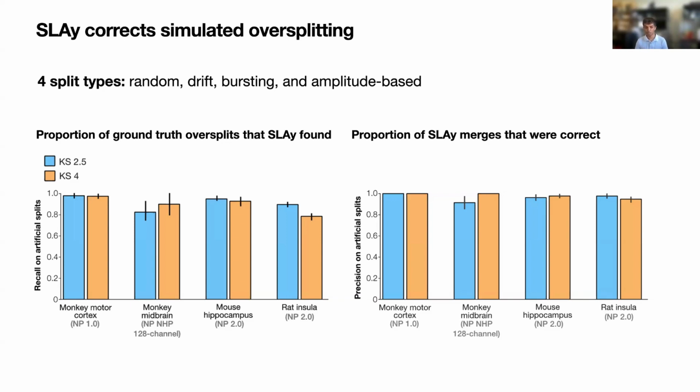And looking at the results across both spike sorters and all 4 recordings, we found that SLAY has both a low false negative rate and a low false positive rate. So the proportion of true oversplits that SLAY found was very high across recordings, and the proportion of SLAY's suggested merges that were correct was also very high.